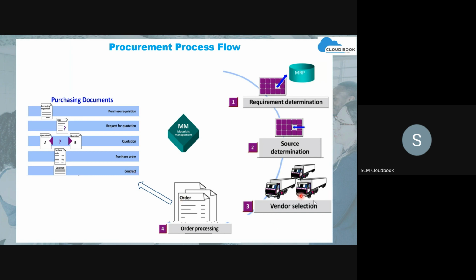Once we select the vendors, we can initiate the order processing by creating the purchase order and the contracts or the scheduling agreements also in those cases. Scheduling agreement is basically a little different thing, so that's why I'm not adding it over here, but it is more related to the delivery timelines and other things.